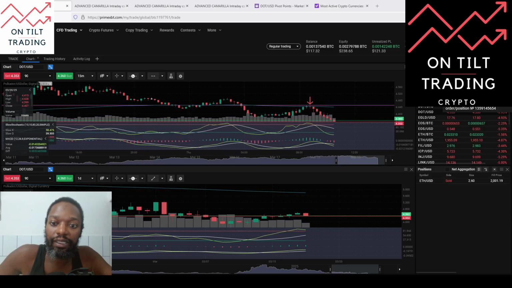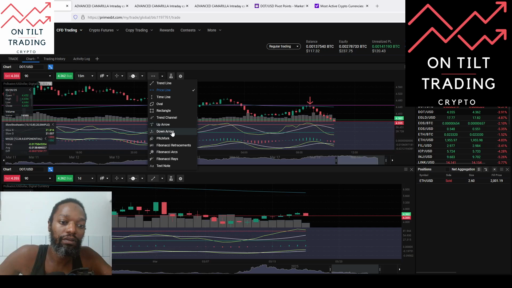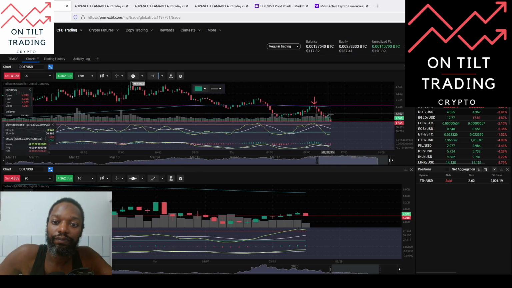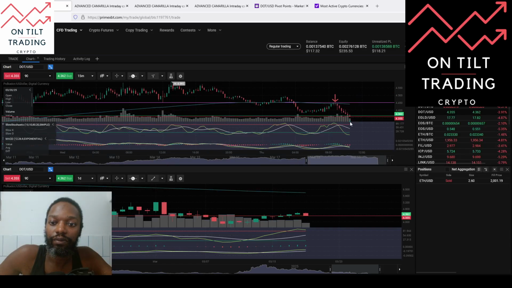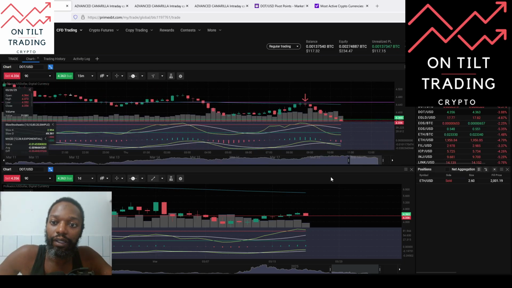What I'm seeing setting up, we just hit target. So we just hit target on Polkadot. Okay, so I'll walk you through what I was seeing here on Polkadot.